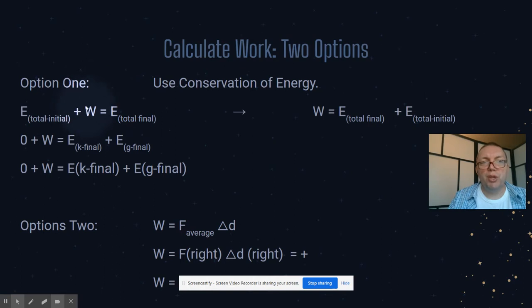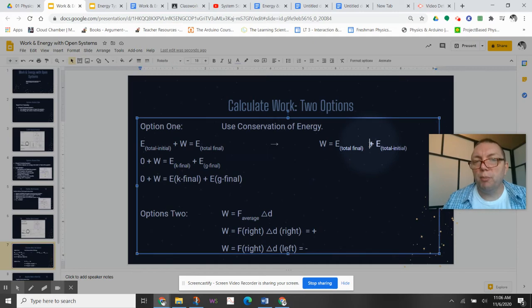If we just rearrange and get work by itself, so I want to move this total energy to the other side, total initial, and subtract total initial on the other. Oh, jeepers, I put the wrong sign in there. That should be a minus. My apologies. There we go.